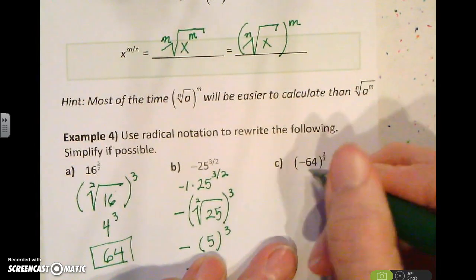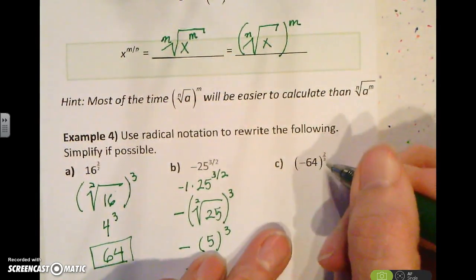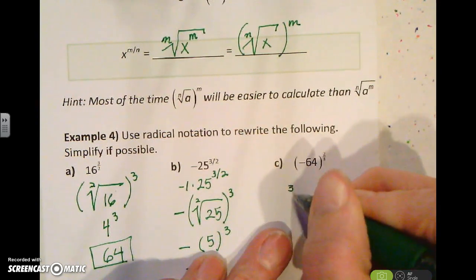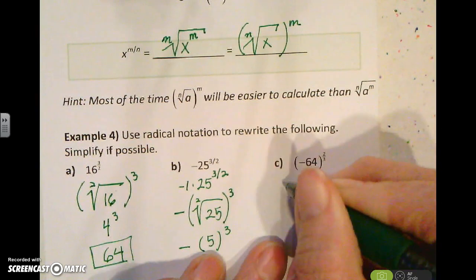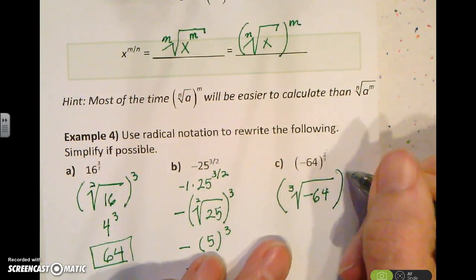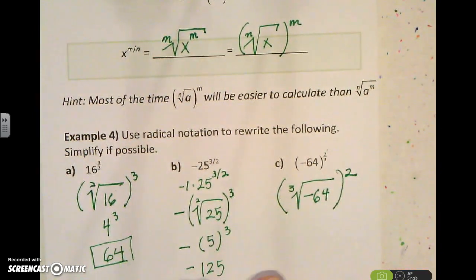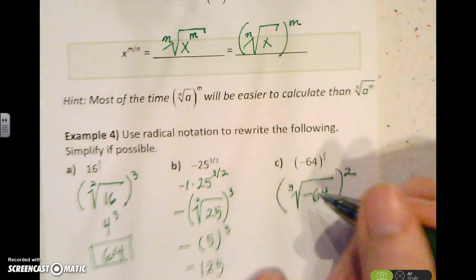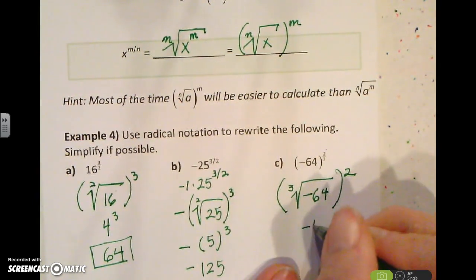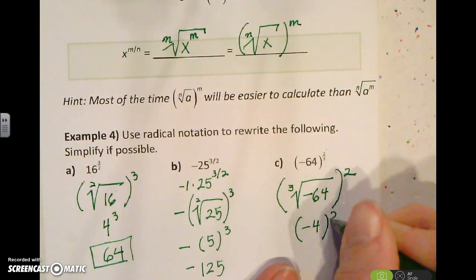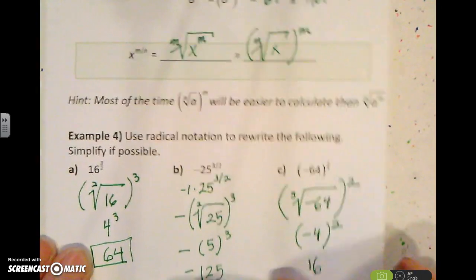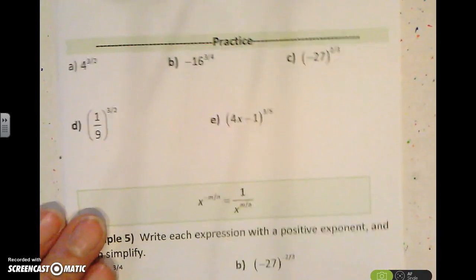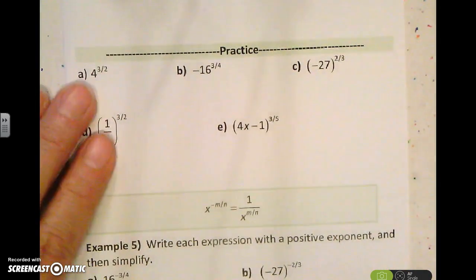C, I have a negative 64 inside my parentheses and a 2/3 power, so the denominator is a 3. So cube root of negative 64. Take the whole thing and put the numerator exponent there, 2. So then I have the cube root of negative 64, which is -4. And -4 squared is positive 16. So at this time, we've got some more examples to do. So we'll keep going on this.